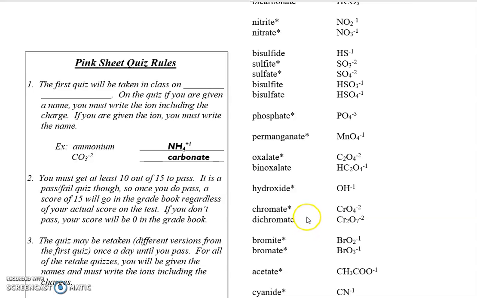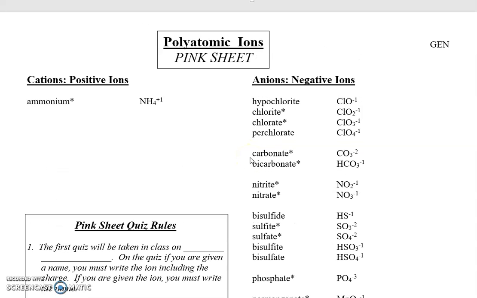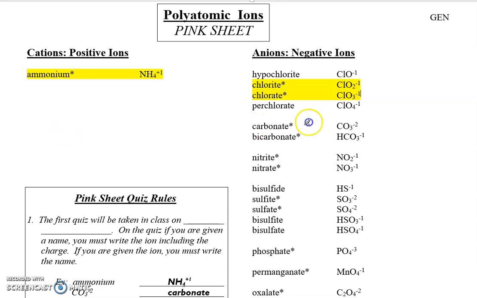So the starred ones are the ones you need to memorize. The other ones are ones that will come up, and you could look at your pink sheet, but you don't have to have them memorized. Because if you know chromate right here is CrO4 with a -2 charge, and you see this Cr2O7, you're going to think, that's similar to chromate, and then you're going to go, oh, it's dichromate. But you don't have to have this one memorized. I would take a highlighter and highlight all of these starred ones, so you know exactly which ones you need to know.